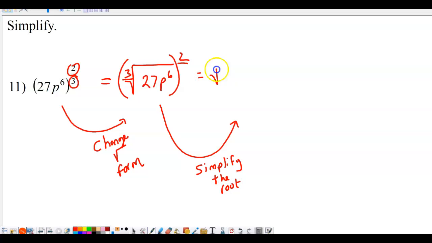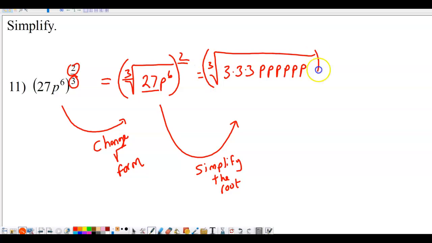All right. The next thing I'm going to do is I'm going to find the root. So what do I mean by that? Well, you want to factor this thing. So what times what makes 27? Well, that's 3 times 9, right? And 9 is 3 times 3 also. So 27 is 3 times 3 times 3. And we also have 6 p's in there. All right? And we're trying to find the cube root of that before we square it.